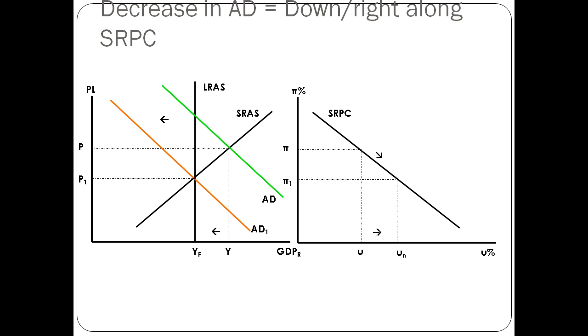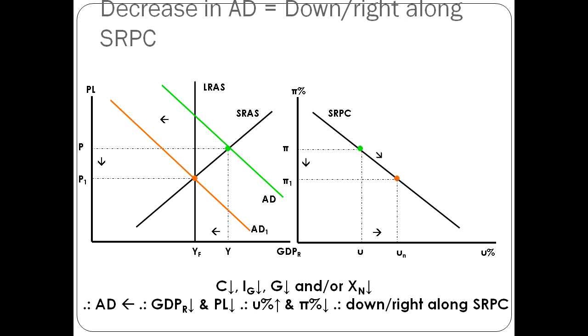We have a new output on our ADAS. We're at price level P1, and we can see we're at full employment. Now we move that over to our short-run Phillips curve and connect it over. You can see that inflation fell from pi to pi 1. And then as we go down, you can see we're at a higher level of unemployment. And because we're at full employment on our ADAS here, we're going to be at the natural rate of unemployment there, or UN. So once again, when we increase or decrease aggregate demand, we're just moving along that short-run Phillips curve.